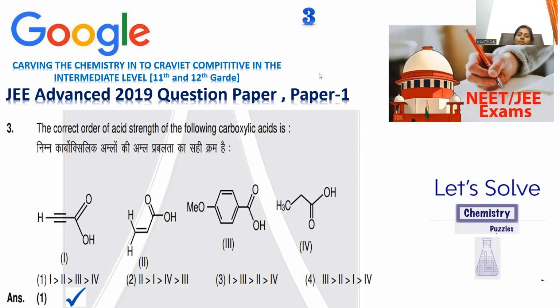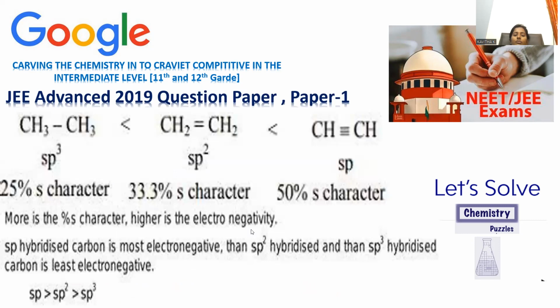This is the way. Question number 3 is deeply understood if we clearly understand the s character relation with electronegativity, the hybridization in the given organic compound, in what way electronegativity plays a vital role in the acidic strength, and how we can stabilize further. So many concepts are included in order to explain this, so it is a most logical question.